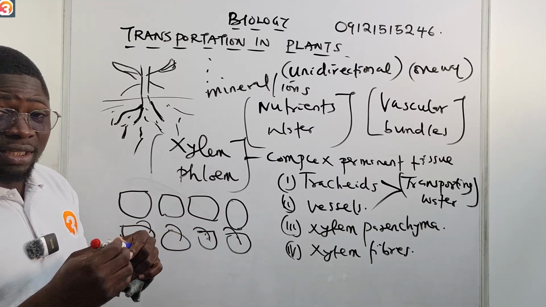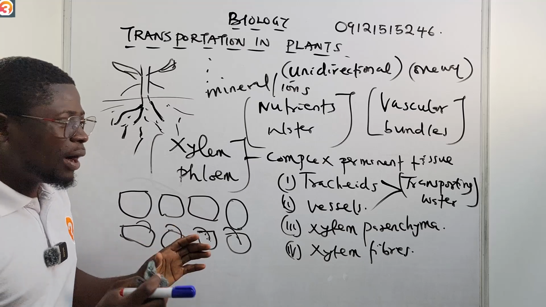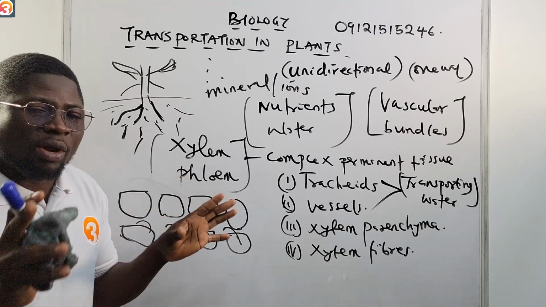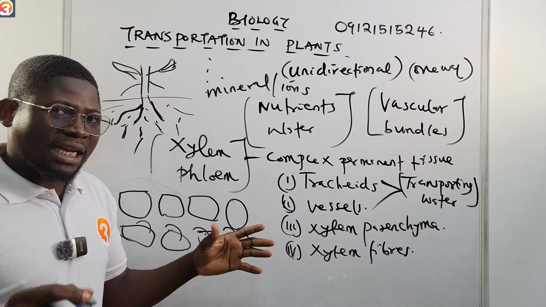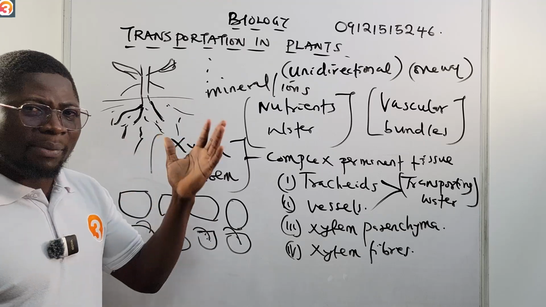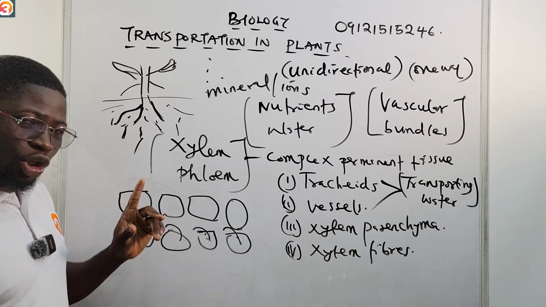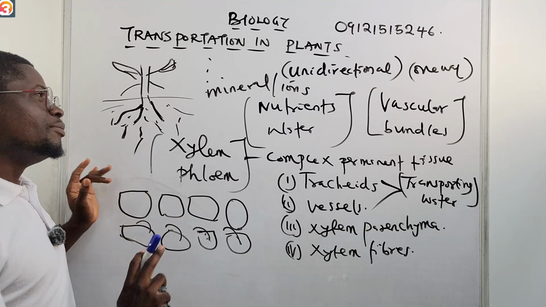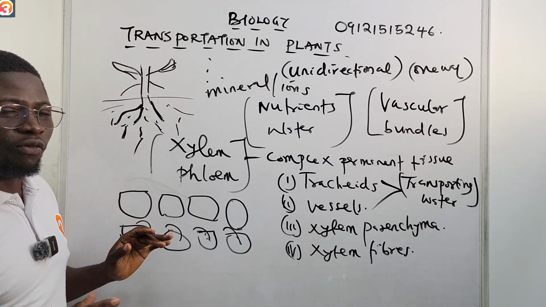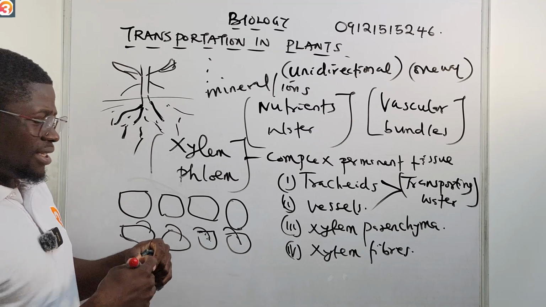That's why I say it's unidirectional. It moves in one direction, unlike the phloem. When we get to the phloem, you will see that phloem is bidirectional. It moves in two directions, to the upper part and to the lower part. But for xylem, it is unidirectional. Please take note. It only moves to the upper part of the plant. So a type of concentration difference is created.